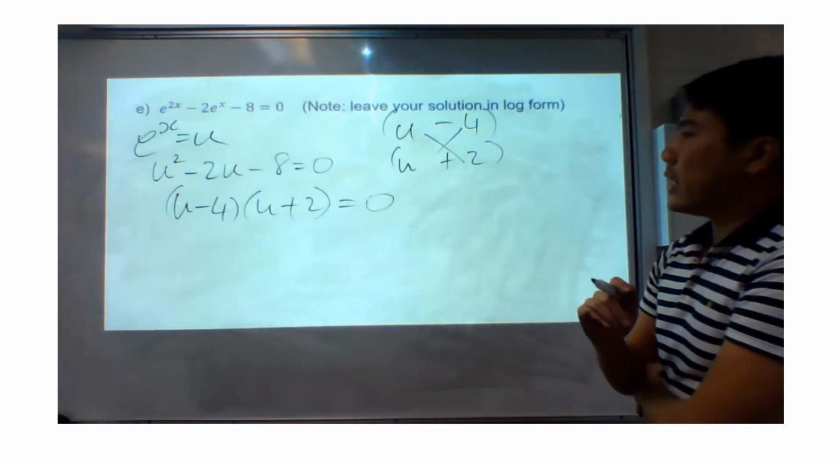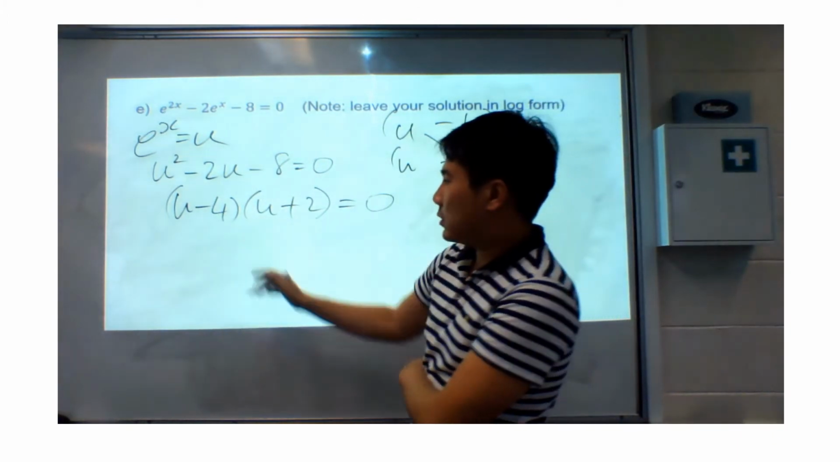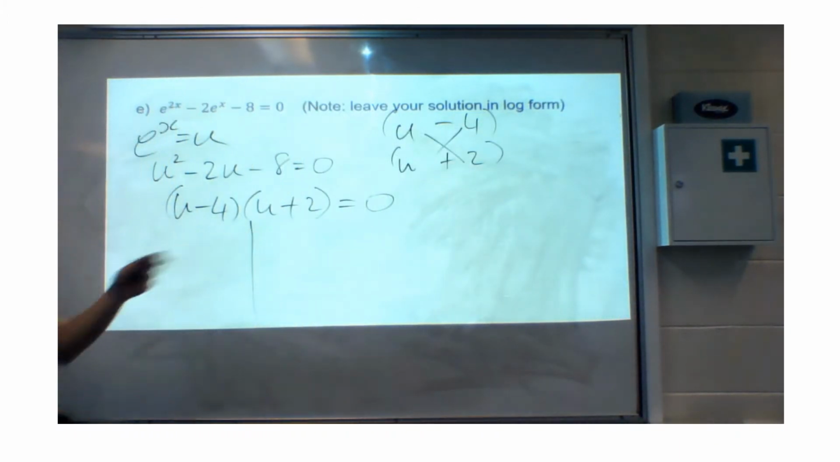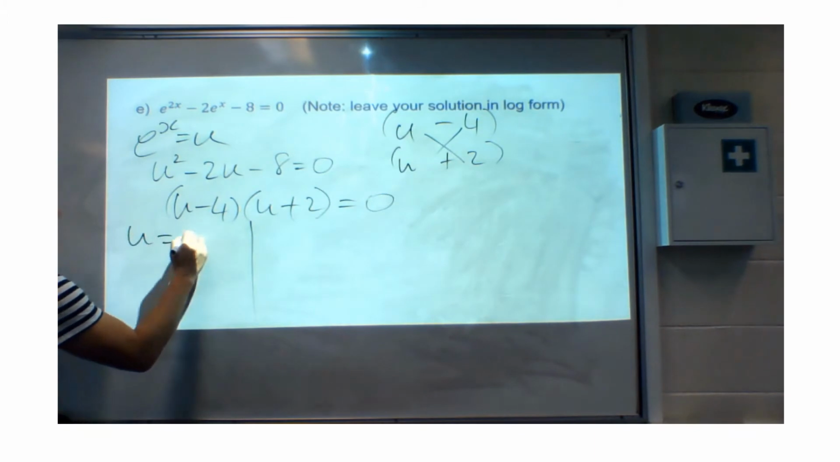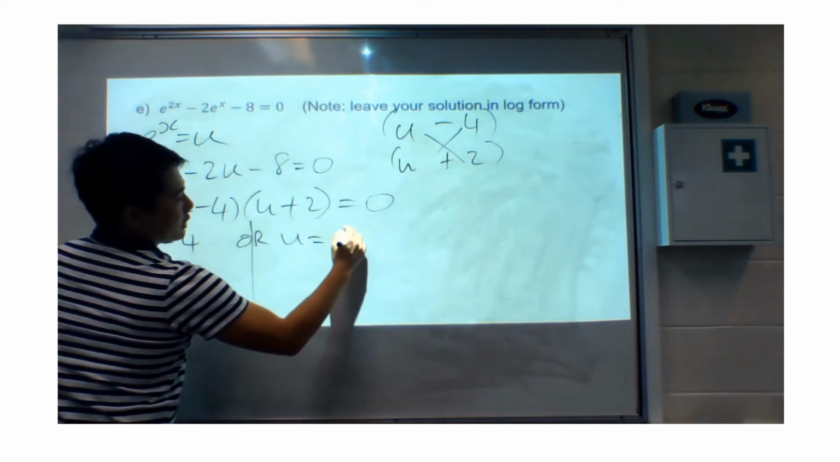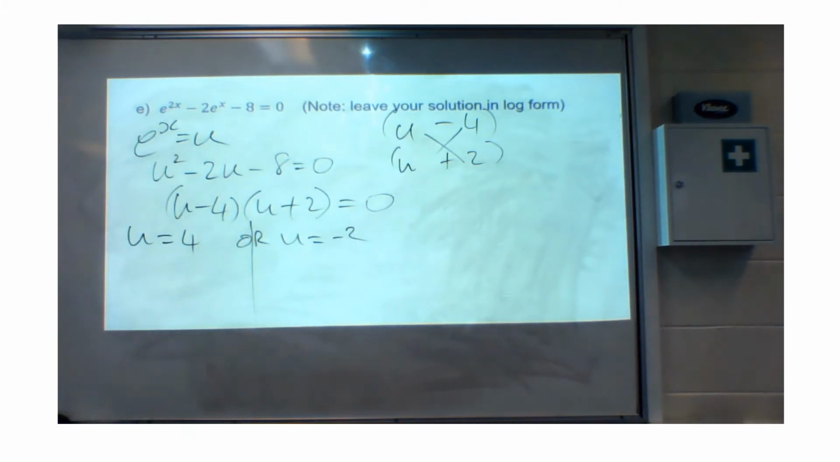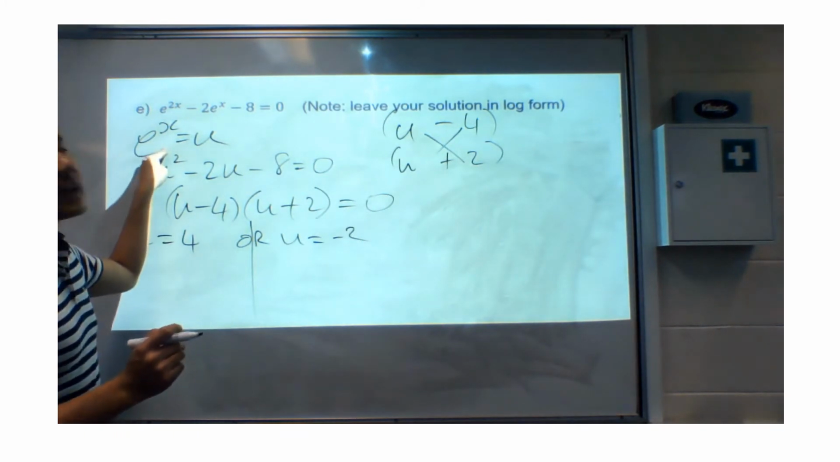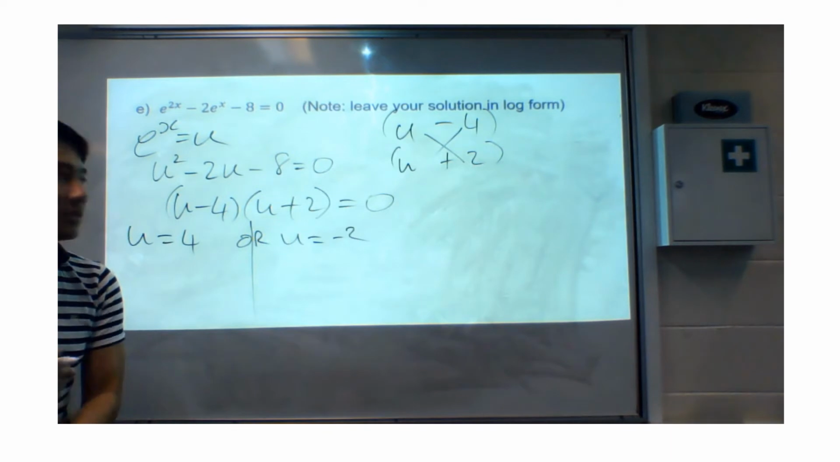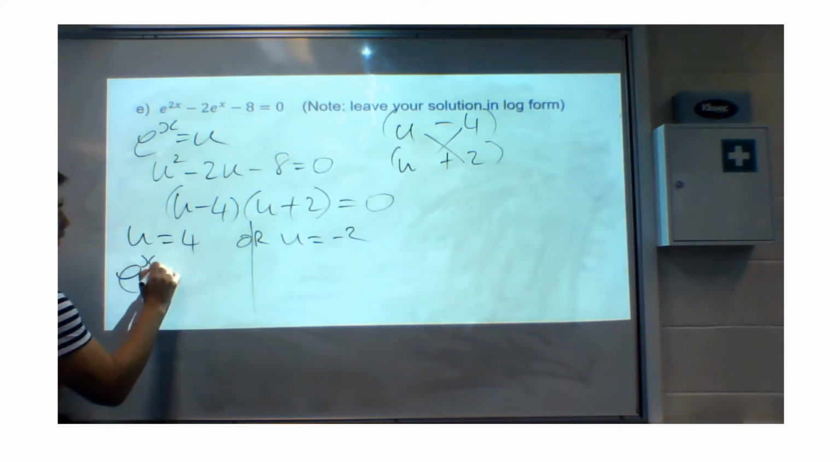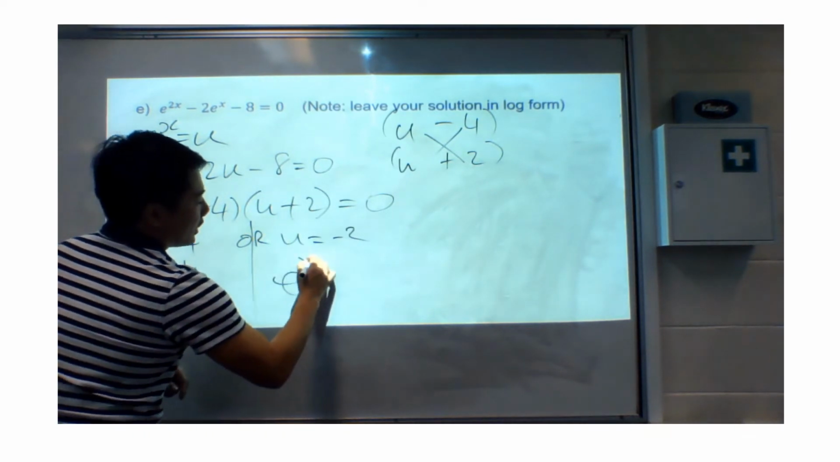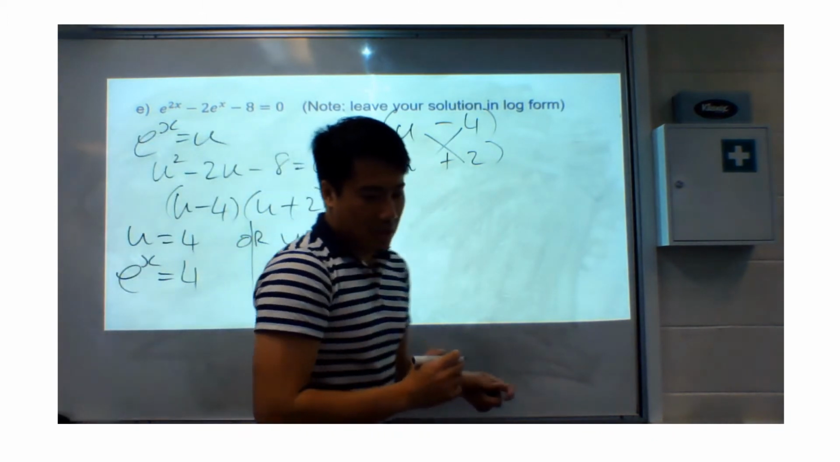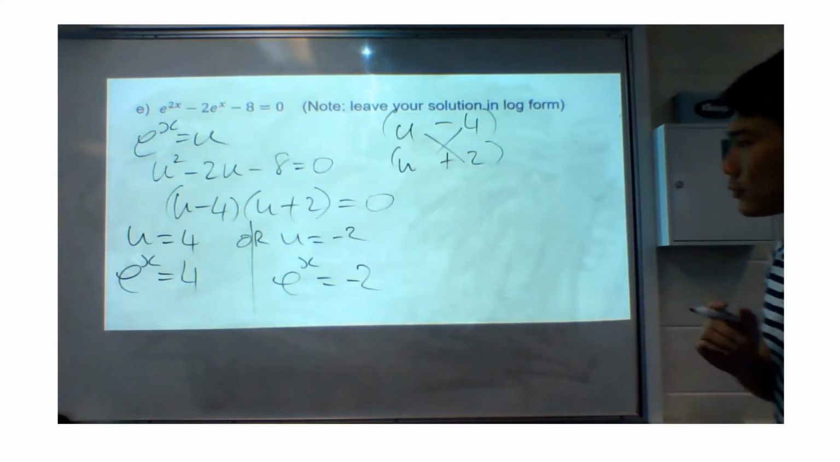So now we need to solve for u. So we have 2 answers. u can be 4 or u can be -2. But what exactly was u? u was just e to the power of x. So I'm going to sub it back. e to the x equals to 4 or e to the x equals to -2.